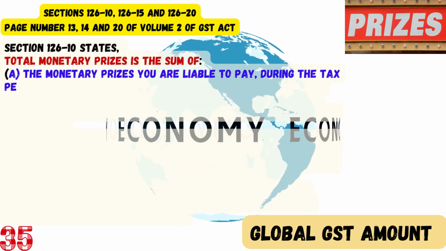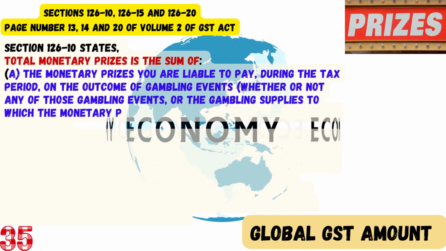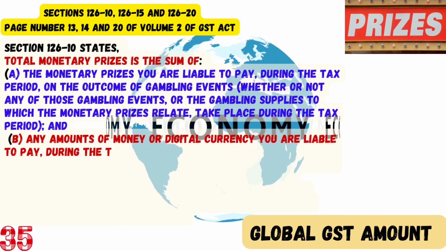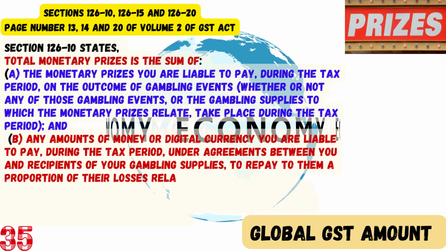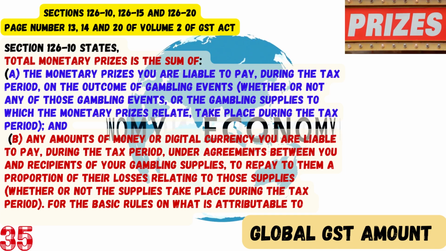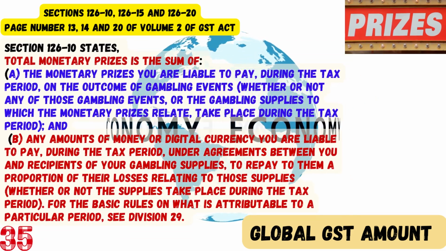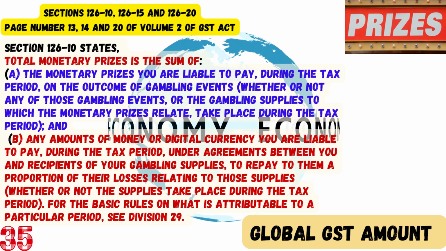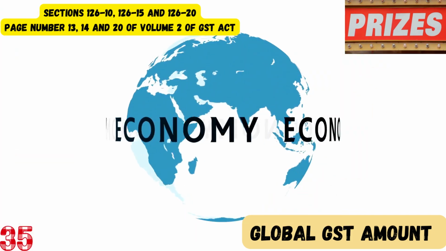The monetary prizes you are liable to pay, during the tax period, on the outcome of gambling events, whether or not any of those gambling events, or the gambling supplies to which the monetary prizes relate, take place during the tax period, and B. Any amounts of money or digital currency you are liable to pay, during the tax period, under agreements between you and recipients of your gambling supplies, to repay to them a proportion of their losses relating to those supplies, whether or not the supplies take place during the tax period. For the basic rules on what is attributable to a particular period, see Division 29.